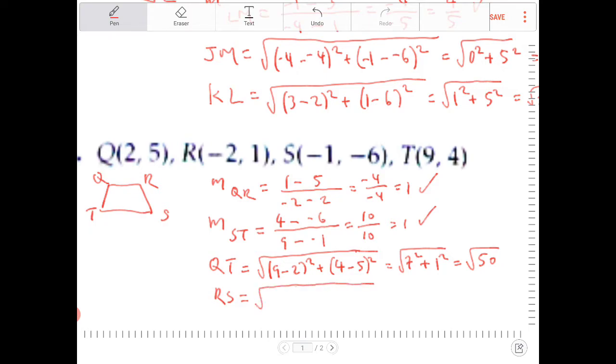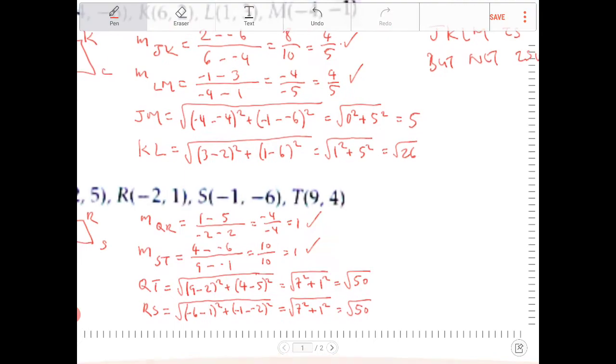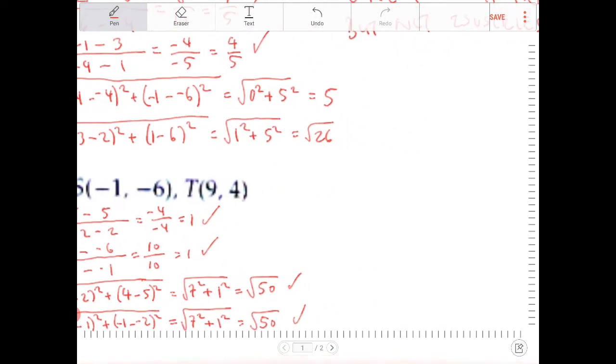RS, so it's negative 6 minus 1 squared plus negative 1 minus negative 2 squared. And what would that be? So that will be 7 squared plus 1 squared. And again, that is square root of 50. So this is indeed an isosceles trapezoid.